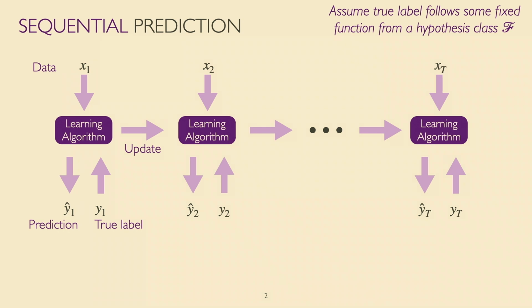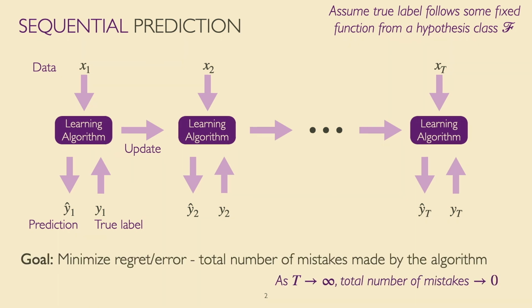And for this talk, I'll assume that this is going to be a realizable setting, that there's going to be some hypothesis from a function class f that the true label is always given from. Okay? And the goal here is to minimize regret or error, which will be the total number of mistakes made by the algorithm. And the hope is that as t goes to infinity, the number of mistakes goes to 0. And at that point, we say that this is a good algorithm.